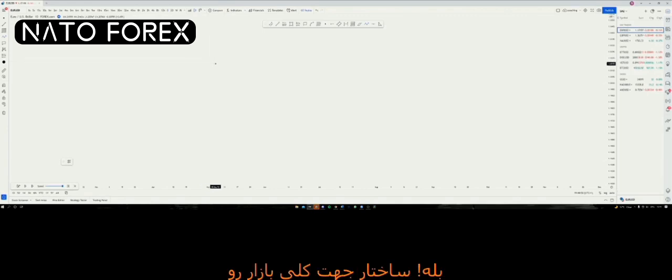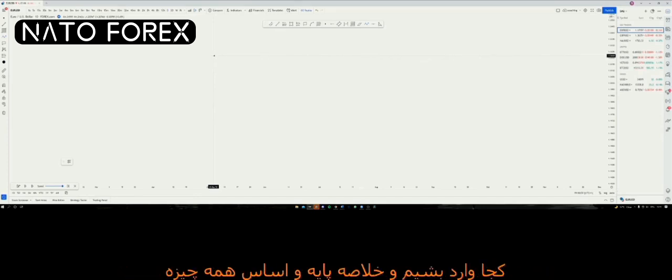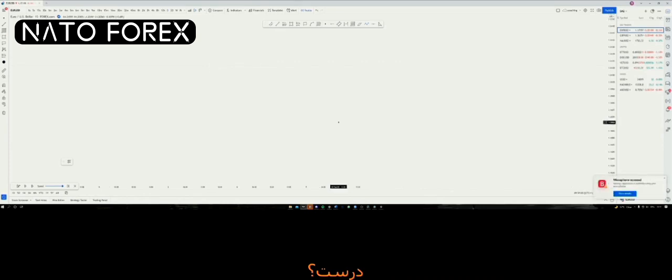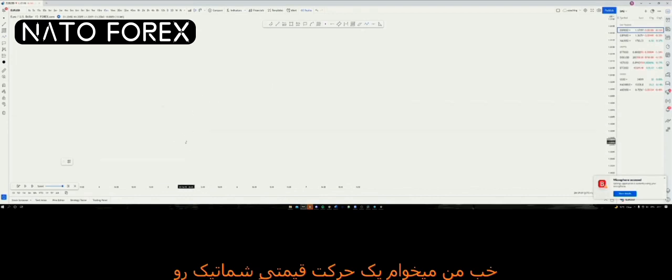But yeah, structure gives us our overall directional bias, forms a large part of our overall trade management, targeting, where to take entries. It's the basis for basically everything, right? So before I go any further, I just want to go over what we classify the different types of structure as, right? So I'm just going to draw a typical leg in price.